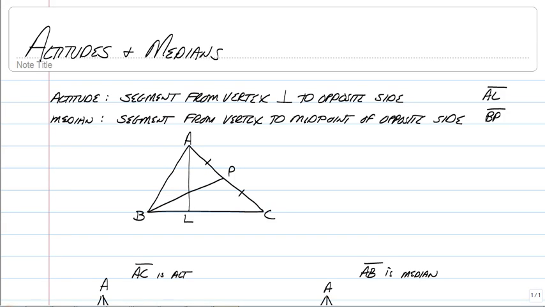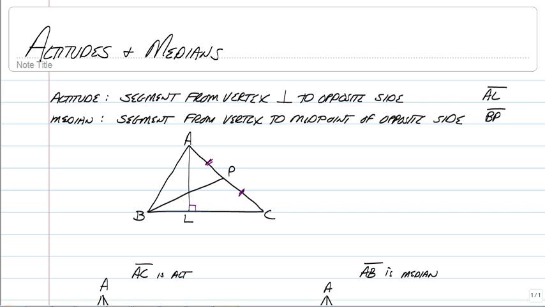Now, an altitude is a segment from a vertex that is perpendicular to the opposite side. So if we look at AL, it comes from vertex A, goes to L, and it would make a 90-degree angle right there. A median is a segment from a vertex to a midpoint of the opposite side, which means in BP, it cuts that side AC in half. Okay? So there's a couple things we can do with this.